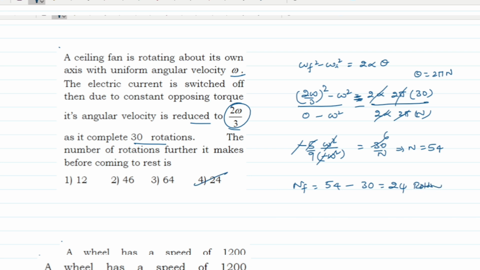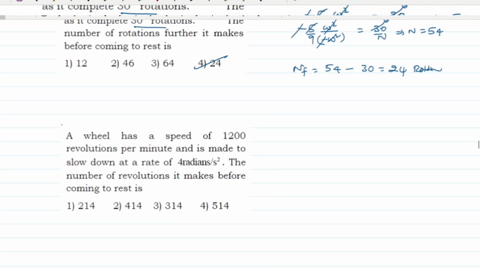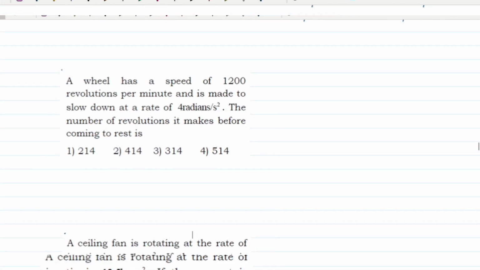24 is the correct answer. Let us see the next question. The next question says here, a wheel has a speed given as 1200 revolutions per minute, and it's made to slow down at the rate of 4 radian per second square. The number of revolutions it makes before coming to the rest, they are asking.